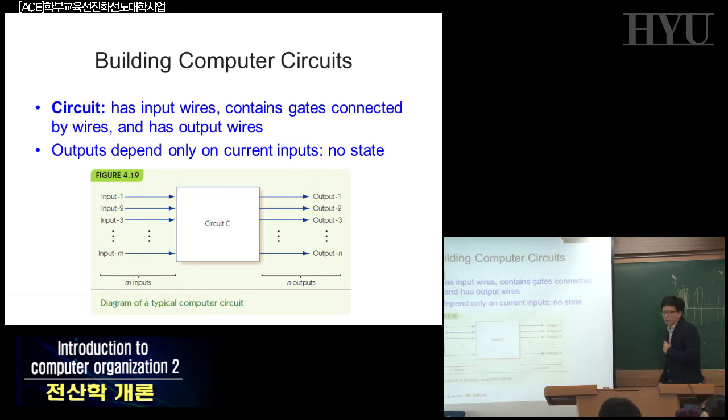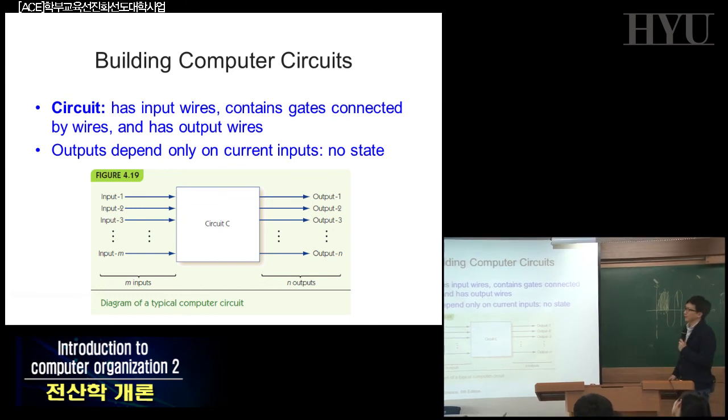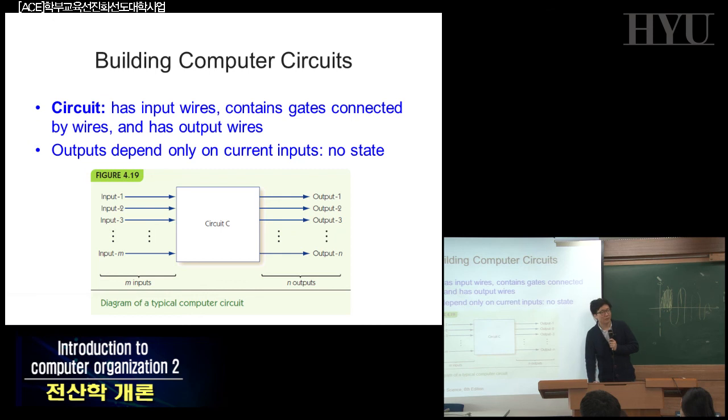Output depends only on the current input, no state. Because it's electricity, they don't memorize the previous values. So the output strictly depends on what I give now. Current input values only. They don't care about previous input values. That's what it means by no state.